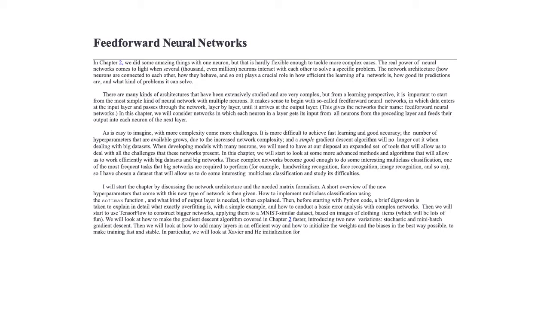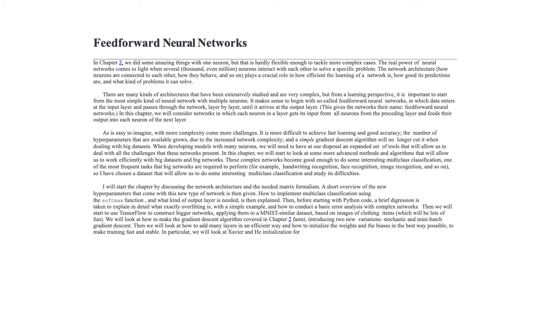There are many kinds of architectures that have been extensively studied and are very complex, but from a learning perspective, it is important to start from the most simple kind of neural network with multiple neurons. It makes sense to begin with so-called feedforward neural networks, in which data enters at the input layer and passes through the network, layer by layer, until it arrives at the output layer. This gives the networks their name, feedforward neural networks. In this chapter, we will consider networks in which each neuron in a layer gets its input from all neurons from the preceding layer and feeds their output into each neuron of the next layer.